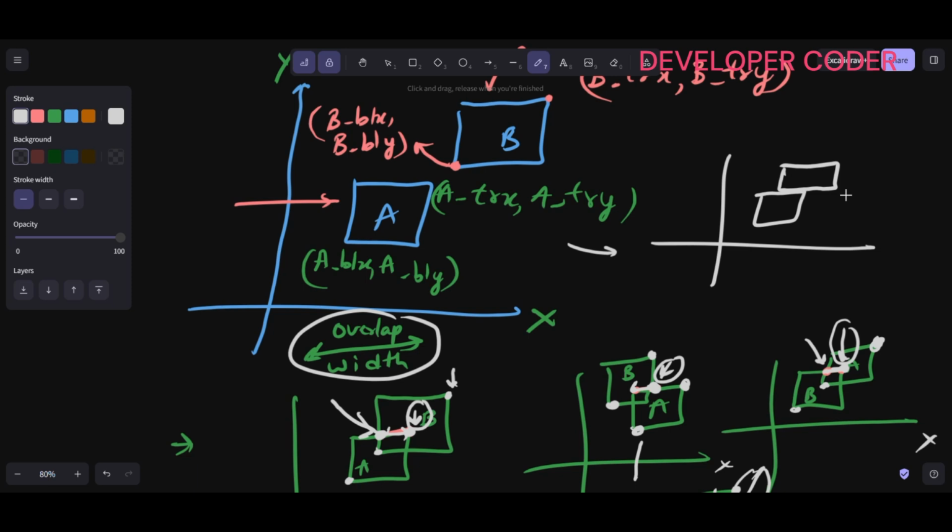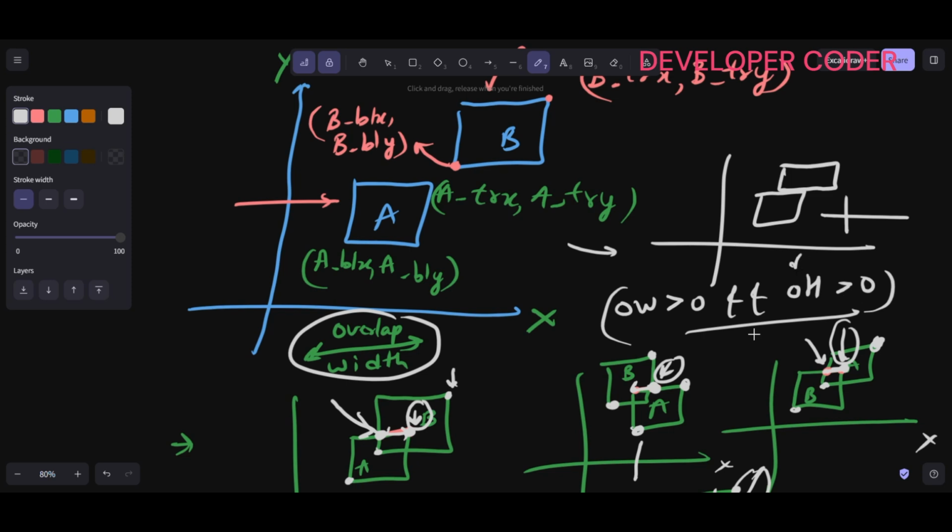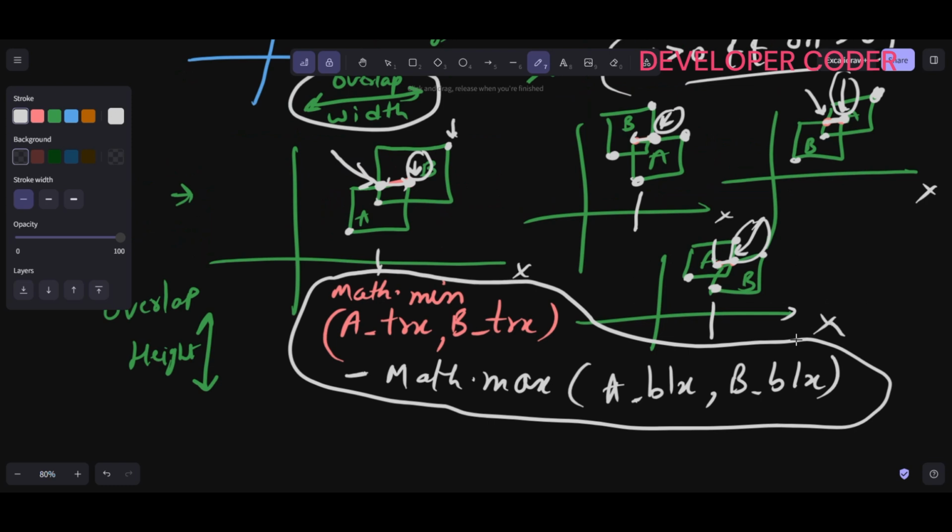So in this case what I have to check, I have to make sure that my overlap width should be greater than 0, and my overlap height should also be greater than 0. So now I'm going to calculate this overlap height. That is also going to be very simple. So height, if you notice in this diagram, this is what I need to find out. In this diagram, this is what I need to find out.